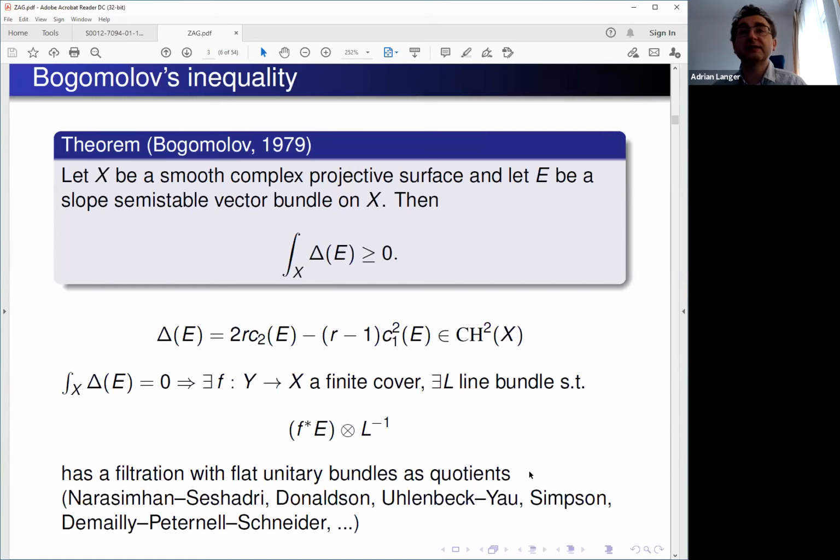So this kind of characterization goes back to the work of Narasimhan and Seshadri in the curve case, then Donaldson, Uhlenbeck, Yau in higher dimensions, and also Simpson and Demailly, Peternell, Schneider. So there are many people one could put here for this kind of characterization. And there are more general versions of this, really, and I will talk about this a little bit later. So this is what happens in the surface case.